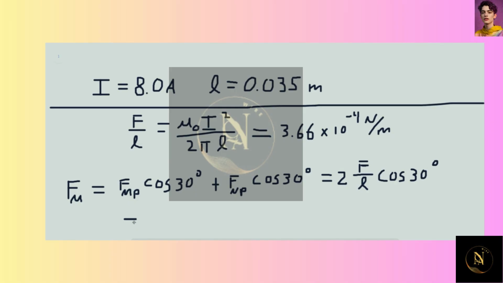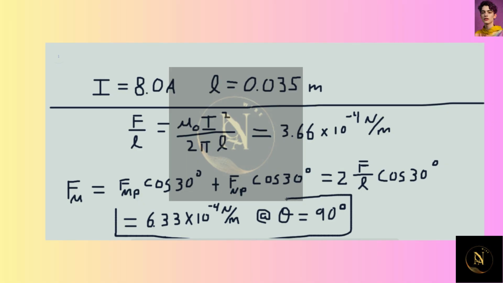Plugging those values into this expression, we find that the force on M is 6.33 times 10 to the minus 4 newtons per meter, and this is at an angle of theta equals 90 degrees from the image. We can box that in as our solution to the first part, the force on M.